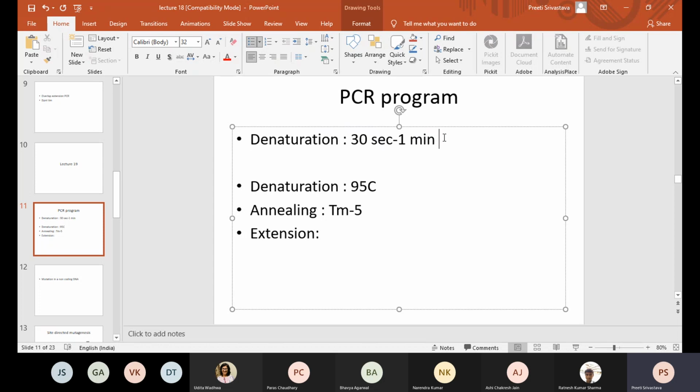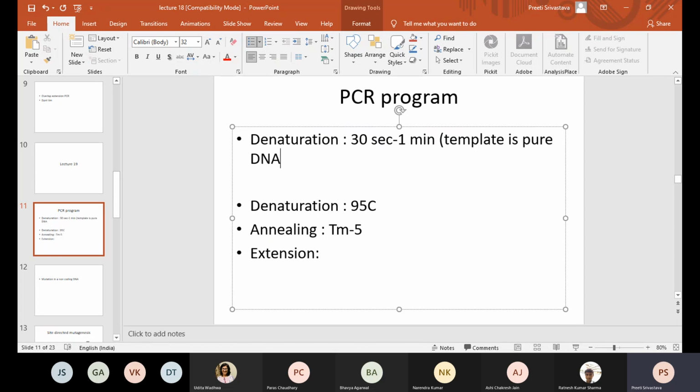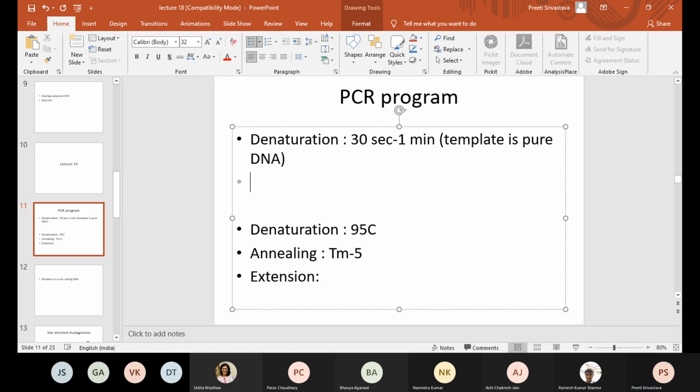So when the template is pure DNA, like pure genomic DNA or pure plasmid DNA, the time is 30 seconds to 1 minute. When the template is a pure bacterial colony, in this case you will have to take cells. So here, these bacterial colony or bacterial cells are used as templates. In this case, you need to incubate for 10 minutes at 95 degrees.